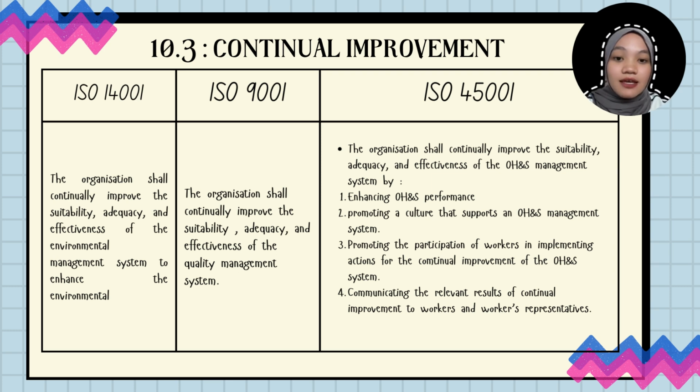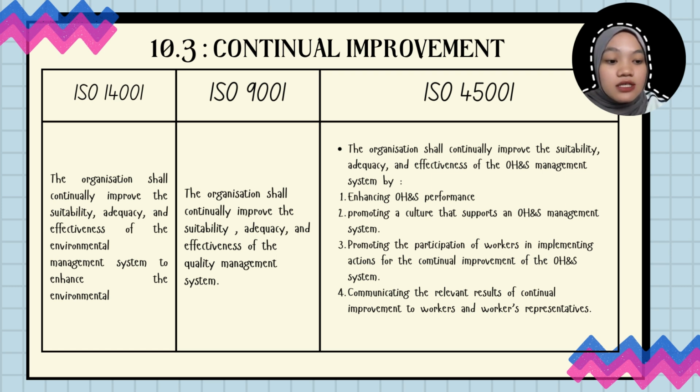The next slide is 10.3, which is continual improvement. For ISO 14001, the organization shall continually improve the suitability, adequacy, and effectiveness of the environmental management system to enhance environmental performance. For ISO 9001, the organization shall continually improve the suitability, adequacy, and effectiveness of the quality management system.